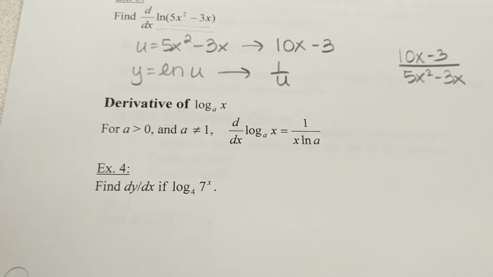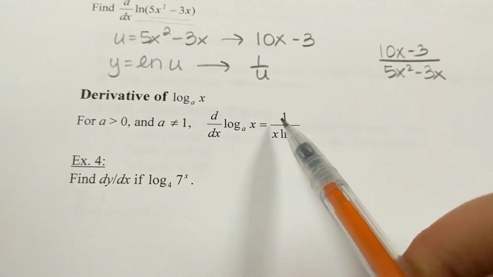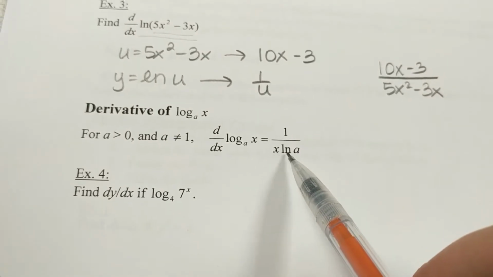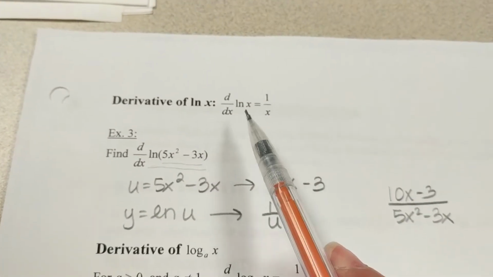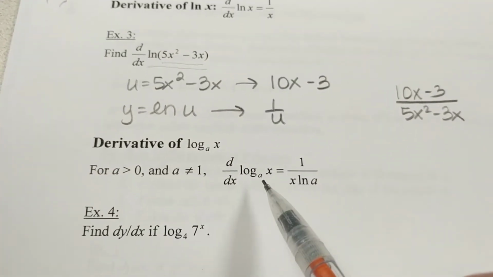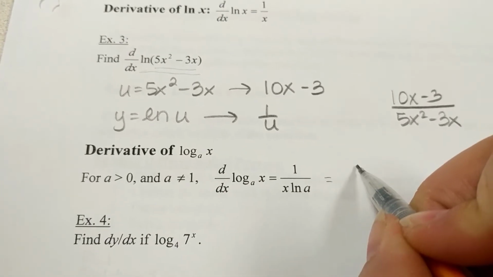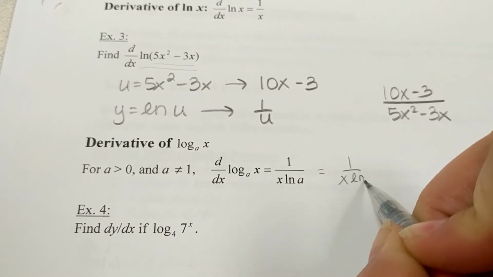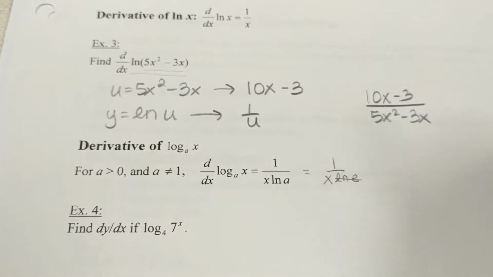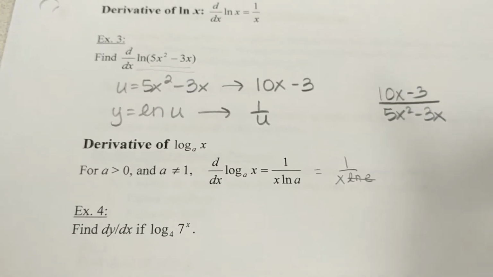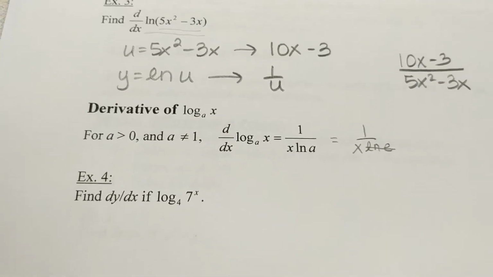Last new derivative is, what if it's not a natural log, but it's a log base a of x? So we end up getting 1 over x natural log of a. Now just a reminder, natural log up here is the same thing as log base e. So just so you can see this worked, if it was natural log, 1 over x, natural log of e, again, natural log of e is 1, so that's why we just have 1 over x. So it's not a separate definition, it just actually works for both.